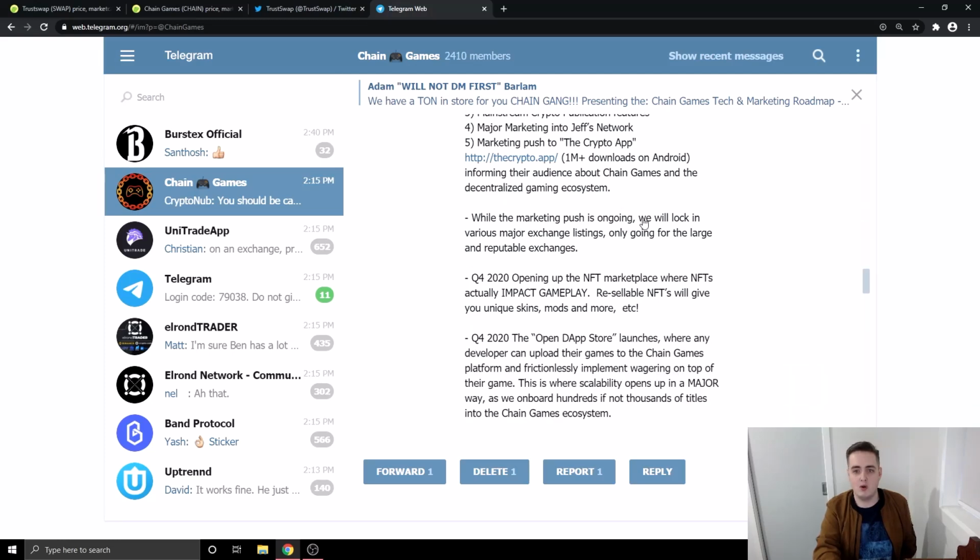While the marketing push is ongoing, we will lock in various major exchange listings. This is absolutely key for Chain Games going forward, not just to help the token price go up, but also to help the token have more volume and more people know about the token, because they'll be on bigger exchanges. And when it's on bigger exchanges, people usually check what new tokens are on these big exchanges, and then they'll see that Chain Games is on there, and they might potentially go and buy Chain Games, or at least do some research into Chain Games. Only going for the large exchanges and the most well-known exchanges, the ones that actually have a good reputation. So this is good because they don't want to go for rubbish small exchanges. They want to get on the big exchanges.